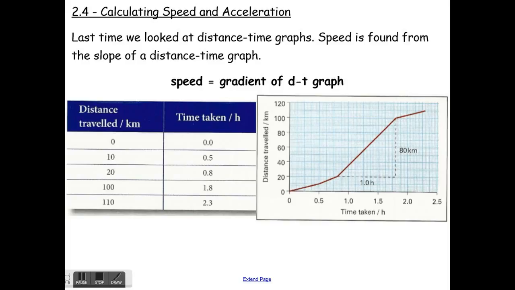After 1.8, we went 100 kilometers, and then at 2.3, we went 110 kilometers. So I just plot those points and join the dots. That gives me at least a rough idea of my distance-time graph. Now from that, I can calculate speed by calculating the slope or the gradient.